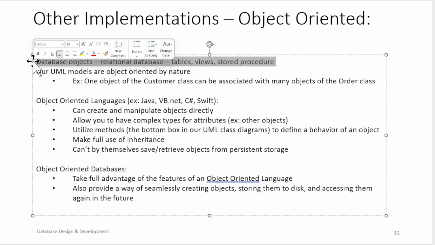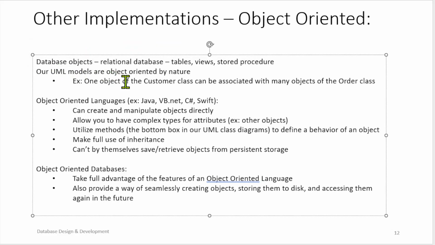So what do we mean by object-oriented databases? Our UML models are object-oriented by nature. For example, one object of the customer class can be associated with many objects of the order class. Object-oriented languages are Java, VB, C, Swift, and maybe not the big one here, Python. You can create and manipulate objects directly. It allows you to have complex types of attributes. For example, other objects can be an attribute.